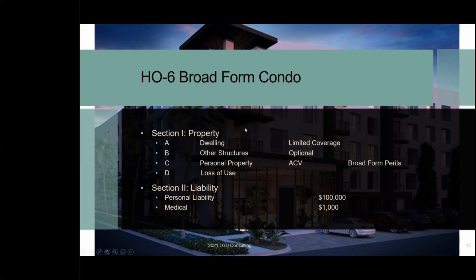Right. Now, HO6 versus the HO4 renters. HO6, as you can see, there is some coverage for the structure, whereas in HO4 you don't.